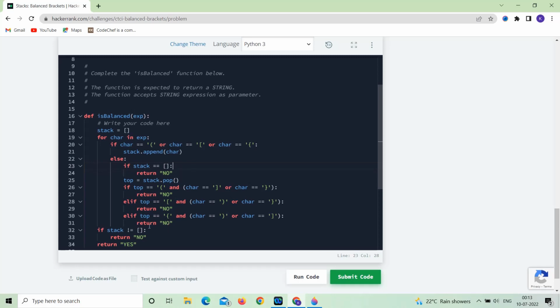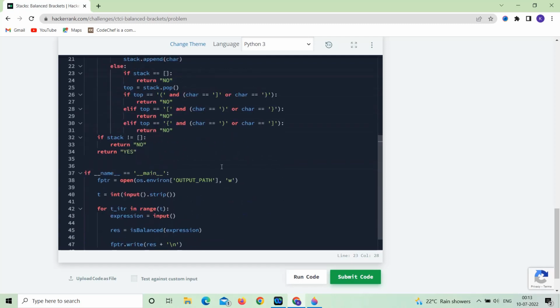Coming out of the loop, I have to check whether the stack is empty or not. Suppose my stack is not empty. That means it still has some brackets which are open. That means the brackets are not closed. In that case, you can simply say the brackets are not balanced because they are not closed, right? In that case, you have to return no. Otherwise, you can simply return yes.